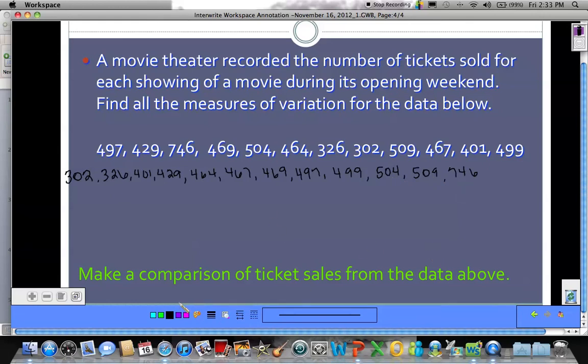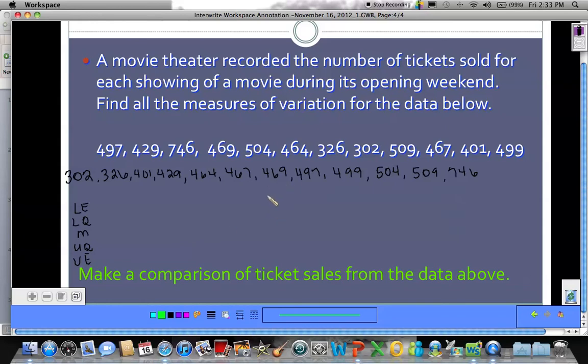All right, so first we're looking for the 5-number summary. So we're looking for the lower extreme, lower quartile, or Q1, median, upper quartile, upper extreme. Okay, that's what we're looking for first. So I've put my numbers in order from least to greatest. Now I'm going to find the median of the data.